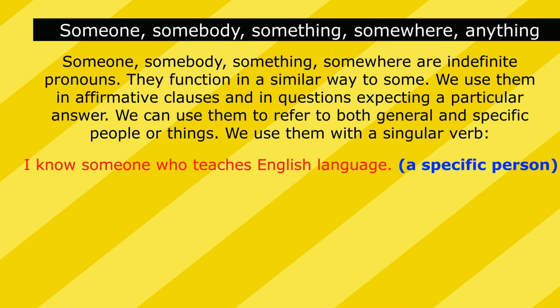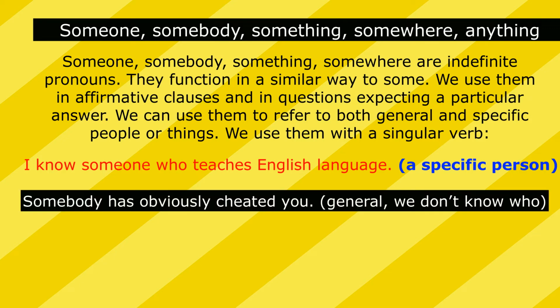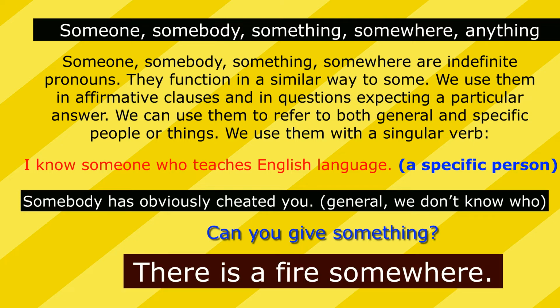For example, I know someone who teaches English language. A specific person. Yani main kisi aise shakhs ko janta hu jo angrezi zuban sikhata hai. Somebody has obviously cheated you. General, we don't know who, kisne. Wazeh taur par kisi ne aapko dhoka diya hai. Can you give something? Kya aap kuch de sakte hai? There is a fire somewhere. Kahin aag lagi hai.